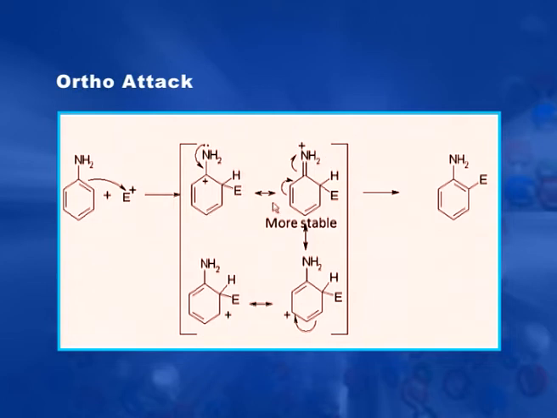and this is the extra resonating structure, which is even more stable, because here the octet of each atom is complete. In these 3 structures carbon is having 6 electrons, but here each atom is having an octet. So, now here we get one more resonating structure which is more stable, due to which the stability of the intermediate arenium ion increases more here.